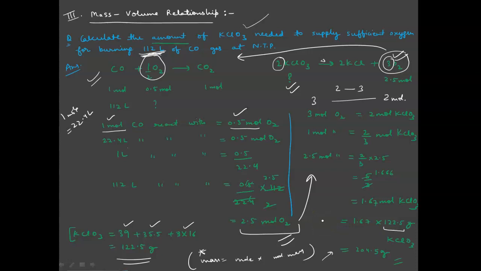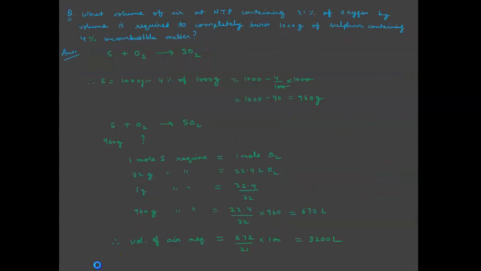This question is very important because here we have used the volume to find the mass-volume relationship. In the question nothing is given except 112 liter of carbon monoxide. So first we have the burning of CO, the last statement. We have used this statement and this equation to find the oxygen, because the link between these two reactions is oxygen. From the first equation we calculated oxygen, and then from oxygen we calculated this KClO3 amount. So this is the type and technique of the question.